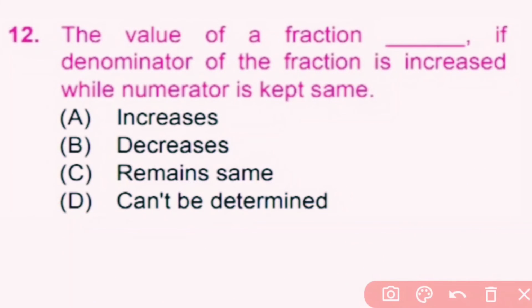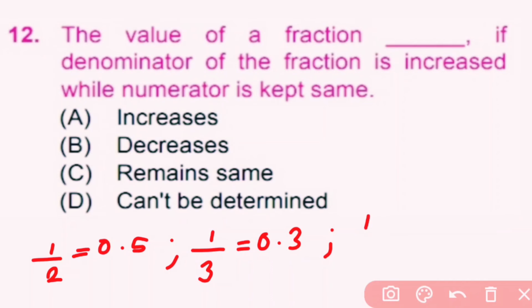Question number 12. The value of a fraction dash if the denominator of the fraction is increased while the numerator is kept the same. Suppose we take the fraction 1 by 2, and this gives the value 0.5. Now we keep the numerator the same and we increase the denominator by 1. So the fraction is 1 by 3, which gives the value 0.3. Now we increase the denominator again, then the value of the fraction gives 0.2. Means the value of the fraction decreases. So here B is the correct answer.